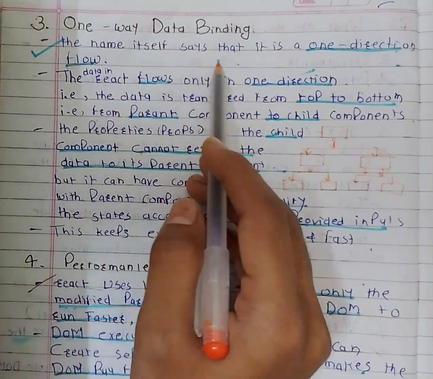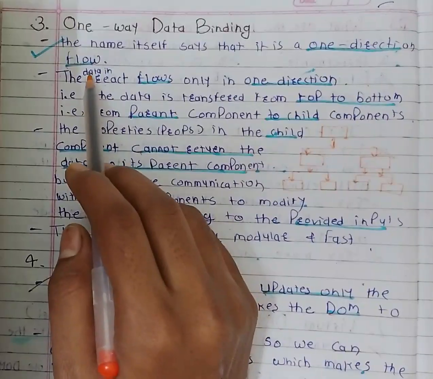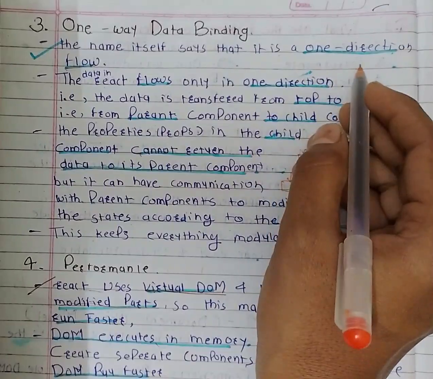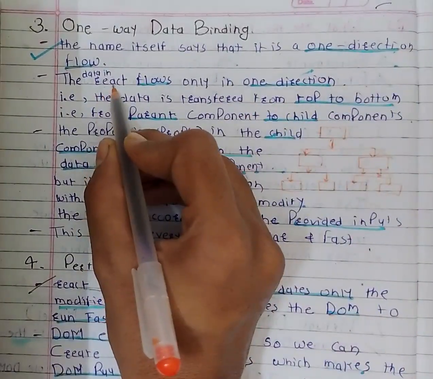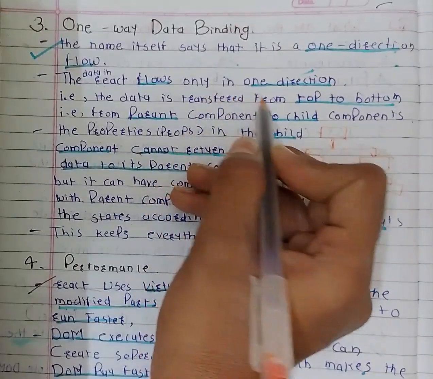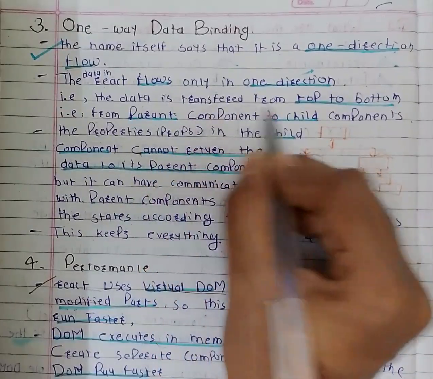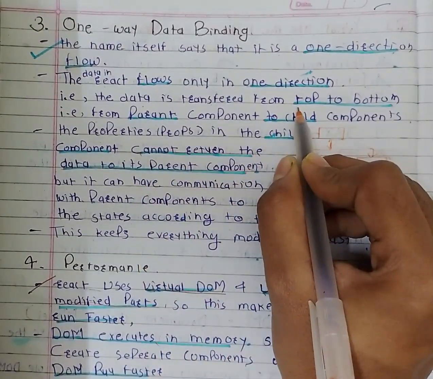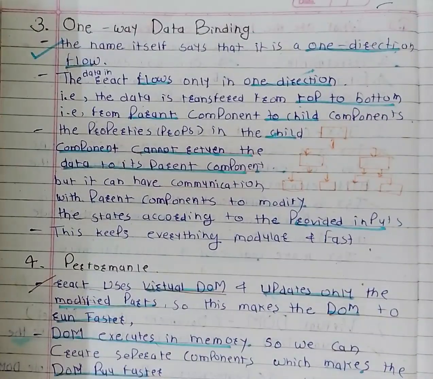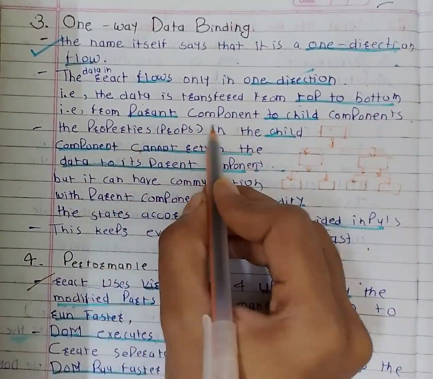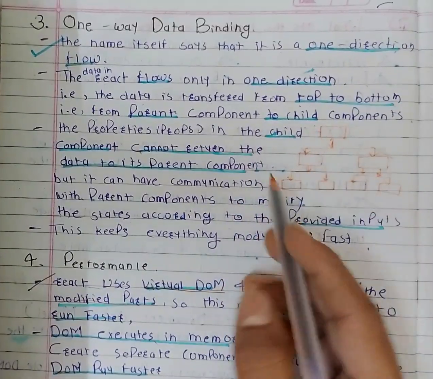The name itself says that it is a one direction flow. So in React the data flow is in one direction. The data in React flows only in one direction, that is, the data is transferred from top to bottom. So what happens in React? Data is transferred from top to bottom, from the parent component to the child component.